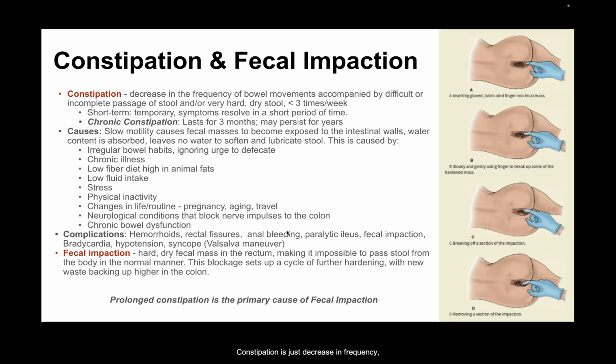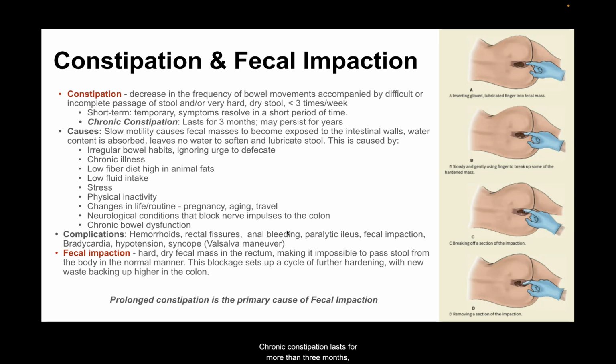Constipation is just a decrease in frequency of bowel movements, right? So if the patient normally has a bowel movement 3 times a week, and it's less than that, or incomplete passage of stool, or it's very hard and it's less than 3 times a week, then it will be considered constipation. But it's important, like I said, we have to make sure that we know the patient's baseline. Short term can be temporary, right? Symptoms resolve in a short period.